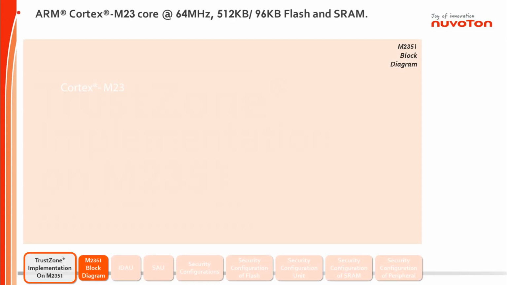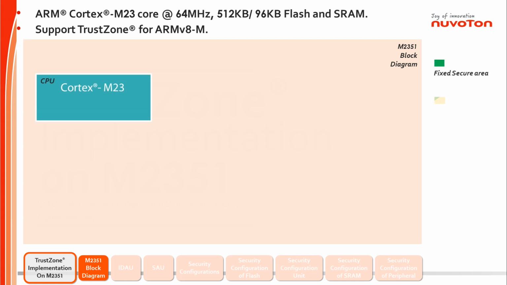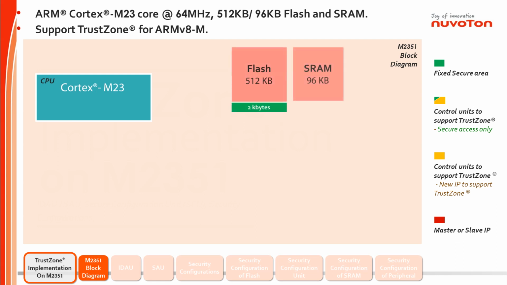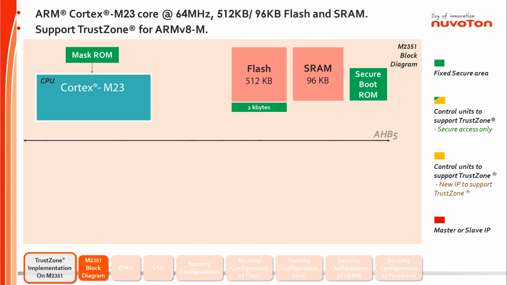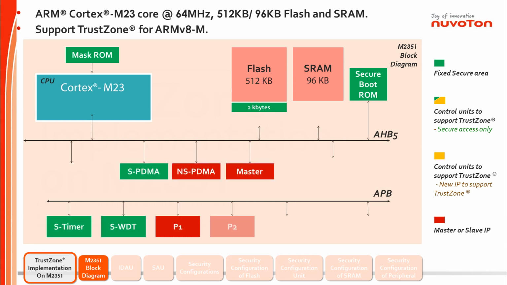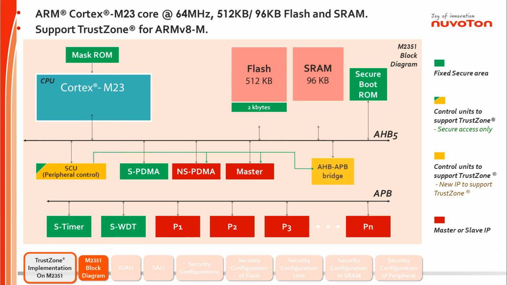The M2351 is Nuvoton's first microcontroller which supports TrustZone. It's based on a Cortex-M23 processor and has a maximum clock rate of 64 MHz. The internal memory includes 512 KB flash and 96 KB SRAM. A number of master peripherals are attached to the AHB5 bus, and the other slave peripherals are attached to the APB bus.